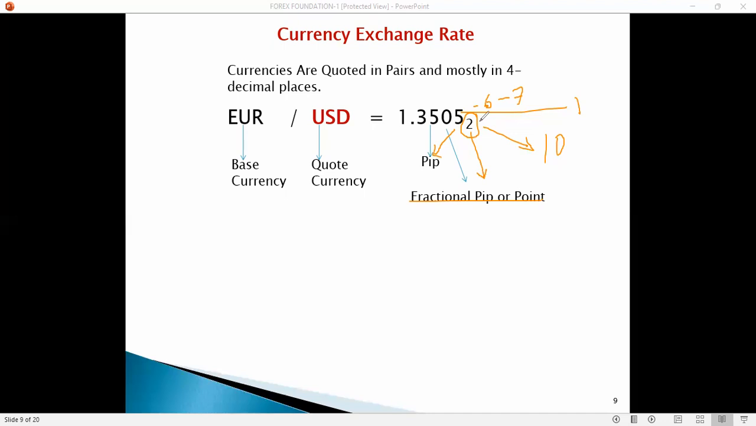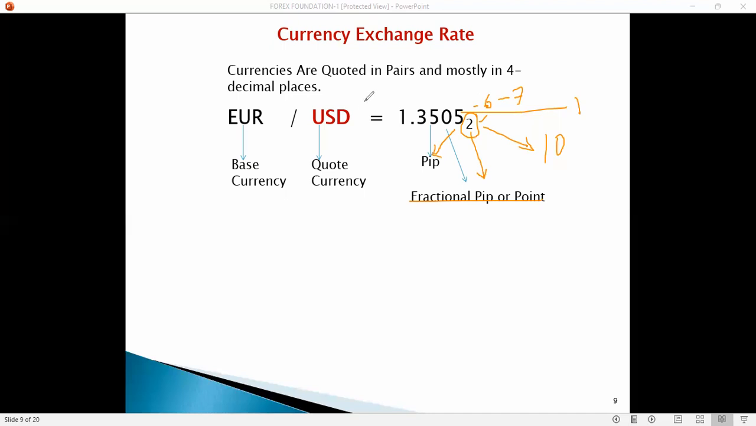But if this one keeps counting from 2, 3, 4, 5, 6 upward, up to 9, then this one is going to keep changing. You know how milliseconds work. Once it counts from 0 to 10, it increases. But when it counts from 9 downward, it decreases. So that is fractional pip or point. So 10 points, this is the keyword right here. Put this in your notes: 10 points makes 1 pip.